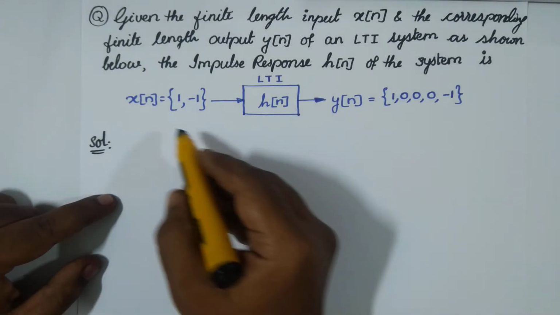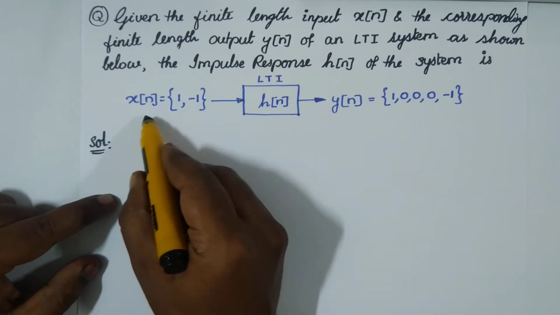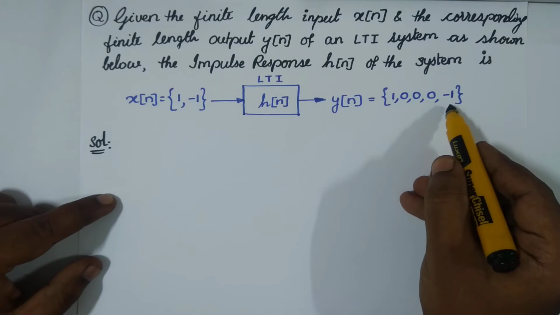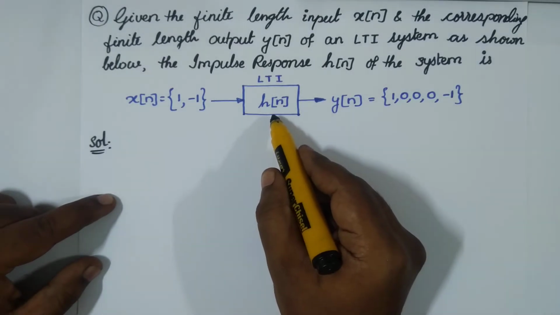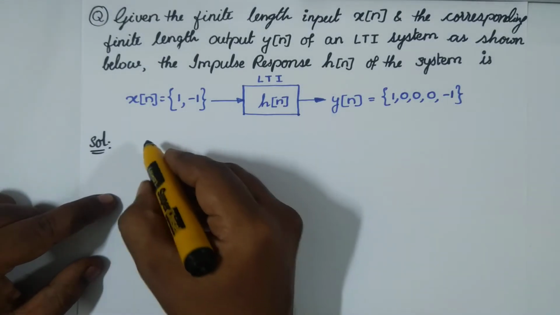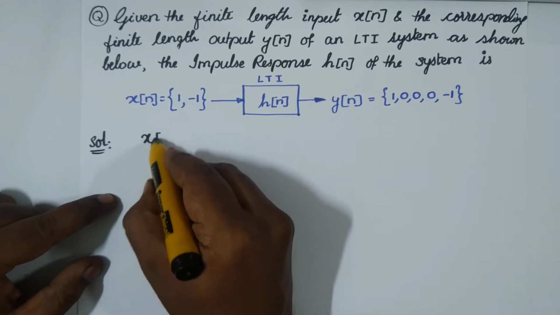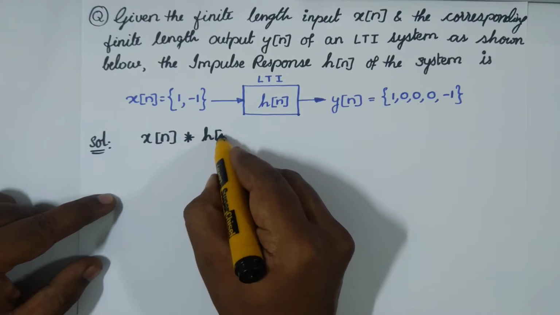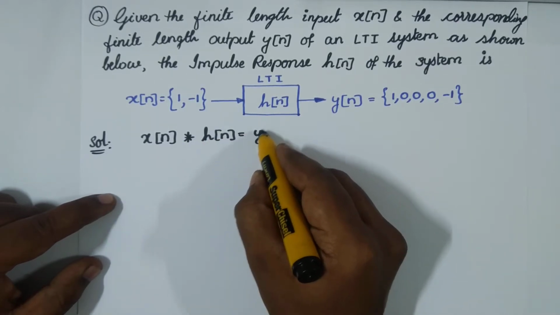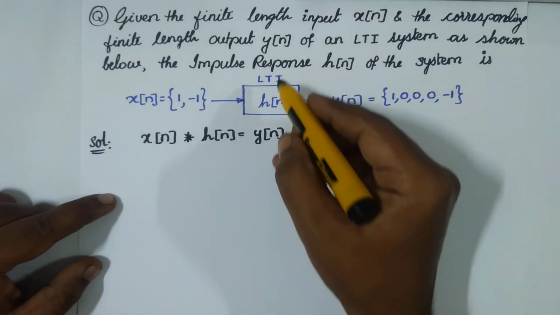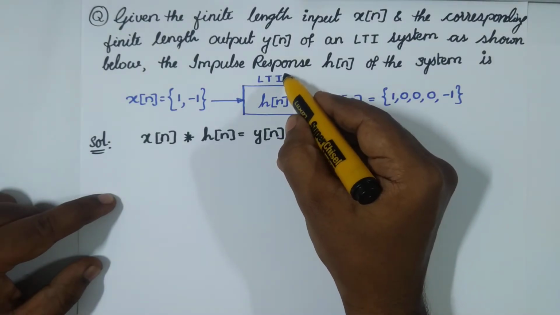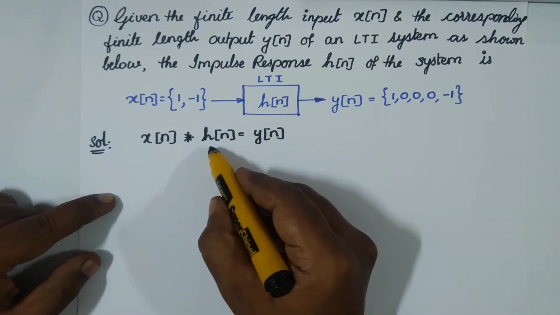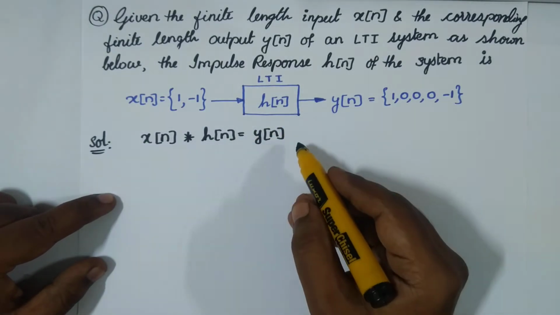So you see, I have a finite length sequence x of n. Y of n is also a finite length sequence, which means h of n must again be a finite length sequence. So at the end of the day, x of n linearly convolved with h of n is equal to y of n. The beauty of a linear time invariant system is that we can show the system as a signal or a sequence. This is really great with LTI systems.